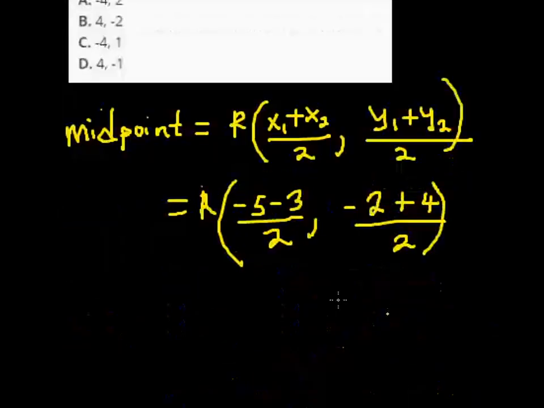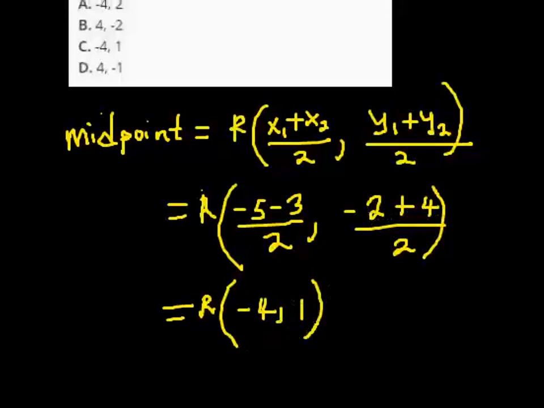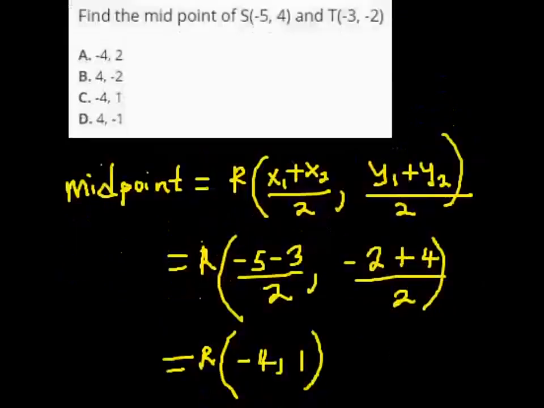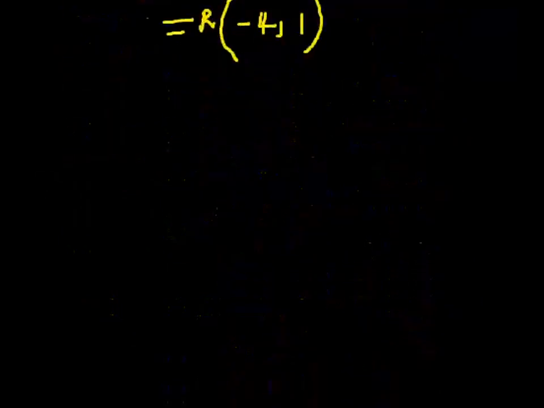Okay, so let's go there. Minus 5 minus 3, that's minus 8. And minus 8 divided by 2 gives me minus 4. Minus 2 plus 4, that's 2. 2 divided by 2 is 1. So that's the coordinate of the midpoint: minus 4, comma 1. So C is the right option for that question. Let's proceed.